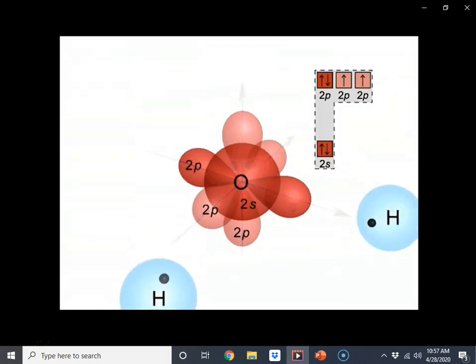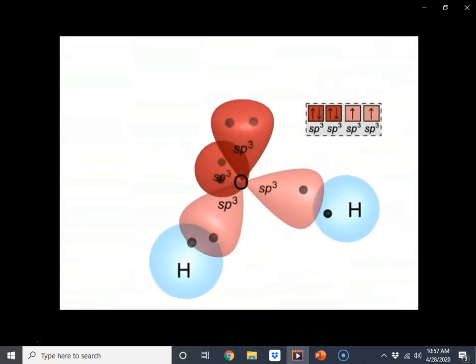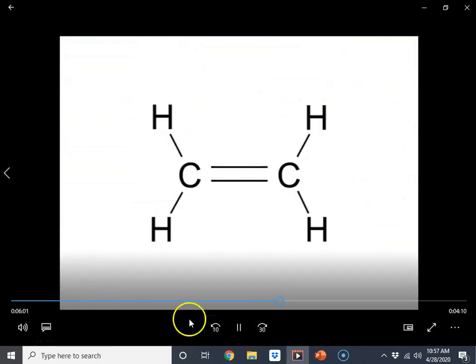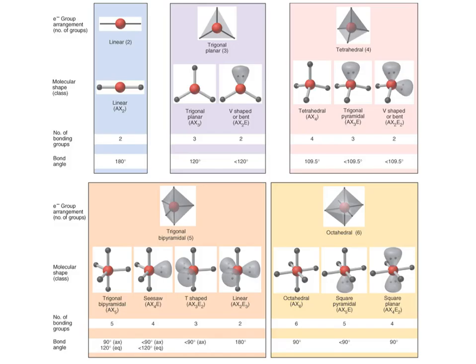Now here come the hydrogens. So we're going to mix and form the 4 sp3 hybrid orbitals. 2 of them are available for bonding, and the other 2 form lone pairs. All right, so we finished the top row.